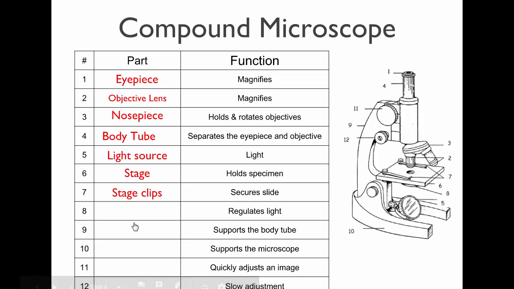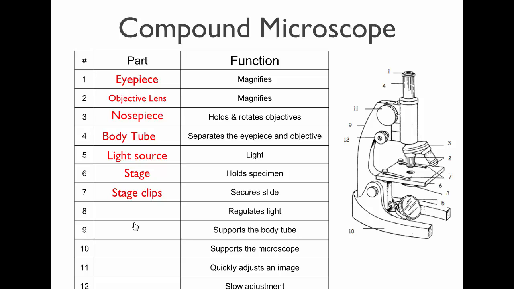So, the stage with the stage clips. What we are usually looking at on the compound microscopes is something that's been mounted on a slide. A slide is a piece of glass that you place on the stage, put your clips over it so it doesn't move around, and then you can see it.